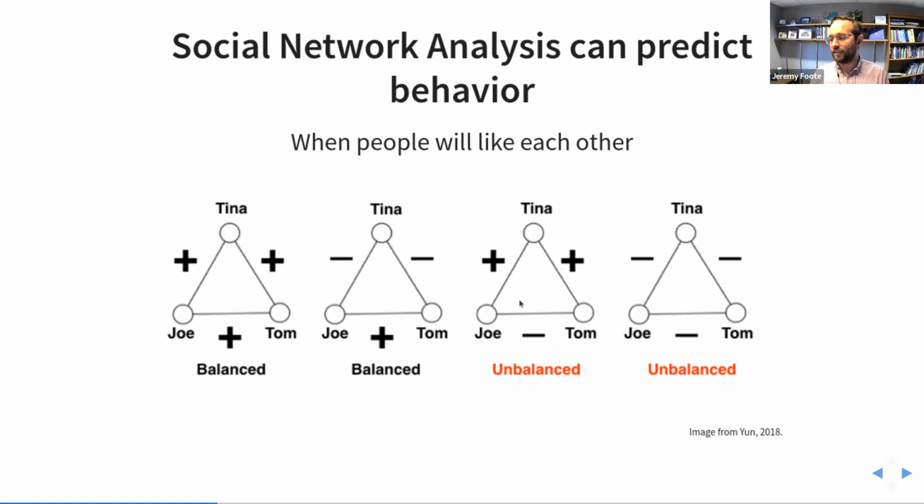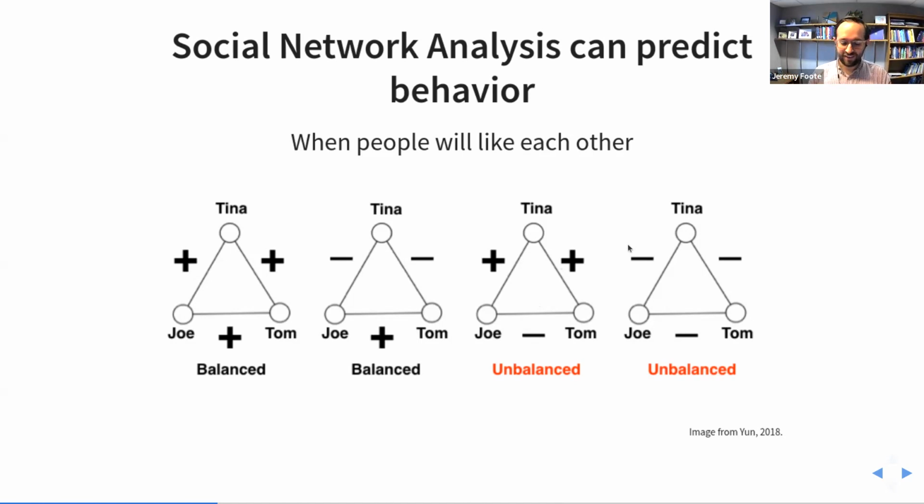But unbalanced networks are likely to change. If, on the other hand, Joe is friends with Tina and Tom is friends with Tina, but Joe and Tom hate each other, then something has to give, something will change. Either Joe and Tom will realize, oh, the other one is not so bad, and they'll become friends with each other, because Tina is always talking about how great they are, or, if this dislike is so strong, then Tina will not be able to persist in friendship with one of the others, right? She will begin to dislike them due to that imbalance.